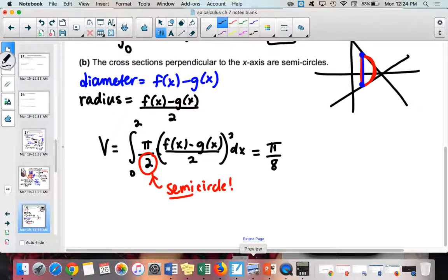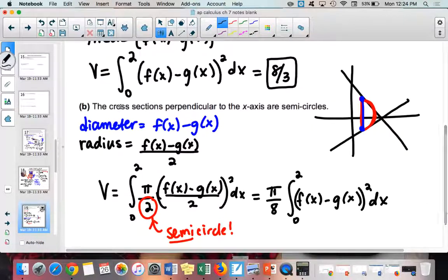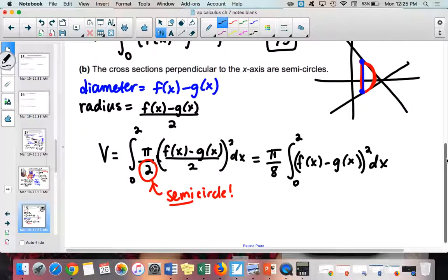Okay, what do I get? So if I square this whole thing, if I square the top, I'm going to have f of x minus g of x quantity squared. What about the 2 squared? 4. 4 times 2? 8. Pi over 8, right? So I have pi over 8 out front. And then I have f of x minus g of x squared. Now you don't feel like you have to do that. If you were like, wait, Mrs. Cox, no, then you can always just put it into your calculator. But if you see, oh yeah, that kind of looks like what we had before. So if you look up above, that area was 8/3. So I'm going to have pi over 8 times 8/3, which makes pi over 3.